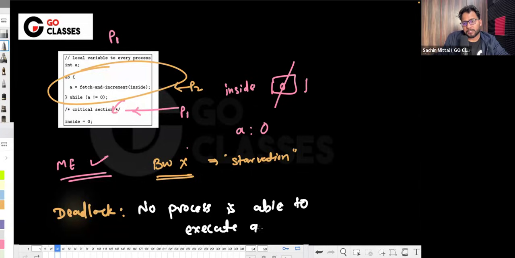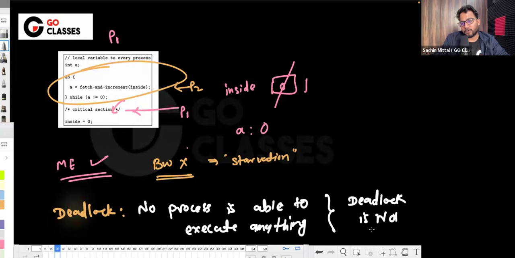Execute anything. Is this possible? No. At least one process is basically making progress. So that is why deadlock is not there. Okay, so you can say deadlock is not there because one process is at least making progress. So deadlock is not there, but starvation is there.